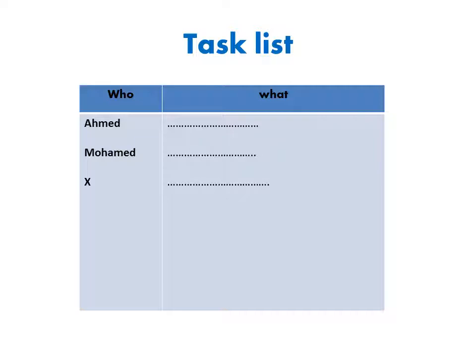Here, this is an example of a task list. Here we are doing only the who and what. Who, for example, Ahmad, Muhammad, X, plus, these are all the names of who is gonna do the tasks. Then on the right side, what are they gonna do? This depends on your project. At least you mention what you're gonna do. It's like a to-do list. But here we call it a task list because different persons are gonna do different tasks.